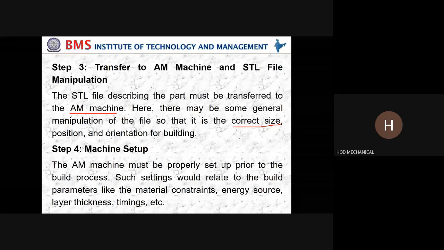And then position and orientation for building. Is it going to be a vertical building or a horizontal one? Depending upon that, I am going to make certain adjustments within the AM machine. After that, you go with machine setup. The AM machine must be properly set up prior to the build process. Such settings would relate to the build parameters like the material constraint, energy source, layer thickness, timing, etc. This machine setup is about adjusting or making your machine ready in order to produce the component.